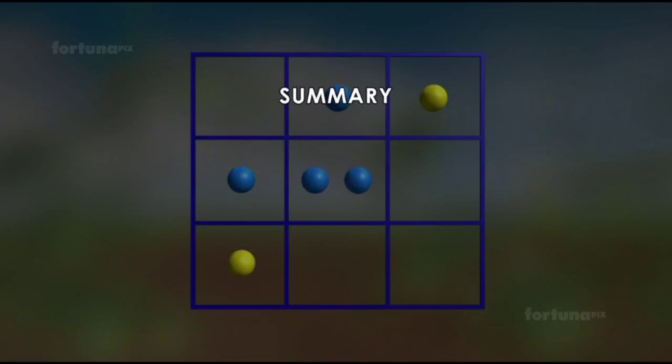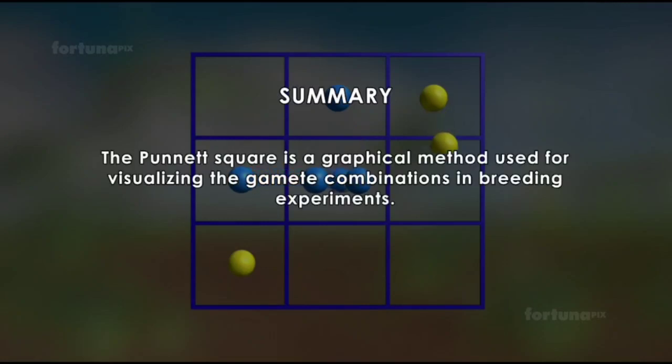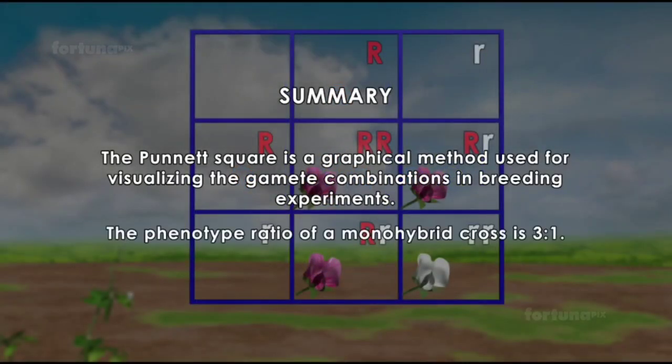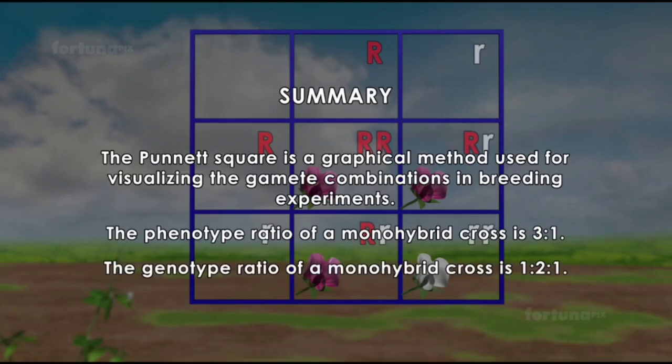Summary. The Punnett square is a graphical method used for visualizing the gamete combinations in breeding experiments. The phenotype ratio of a monohybrid cross is 3:1. The genotype ratio of a monohybrid cross is 1:2:1.